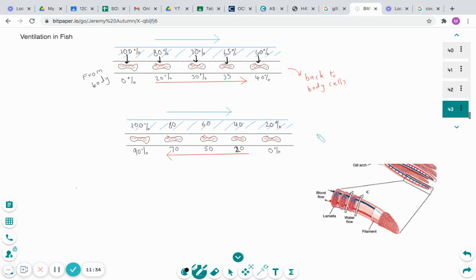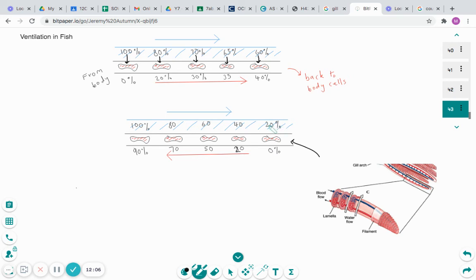So this is what the fish has got set up. Rather than the blood going this direction, it's going countercurrent to the movement of the water. So this water here, where it enters, is 100% rich in oxygen. And by the time it's given up its oxygen, it's down to 20%. When it's down to 20%, a new blood cell has just arrived from the body. So this is coming from the body.